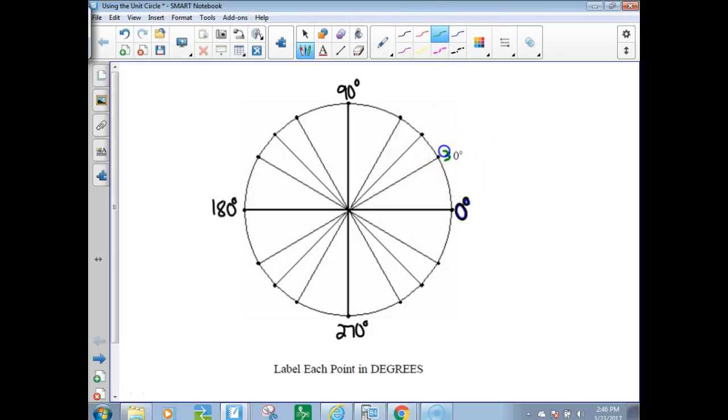This is 30 degrees. If I went another 30 degrees, I'm actually skipping this line in the middle, okay? Because that one's going to be 45. And then the next one's going to be 60. So those are our special angle measures that we want to know and they are our reference angles for all of the other places around this circle.